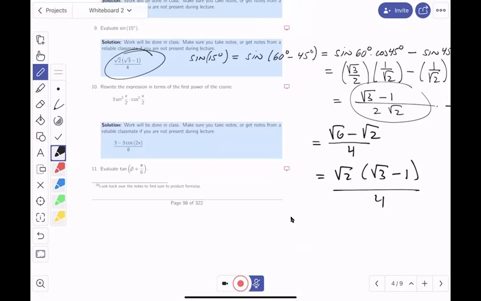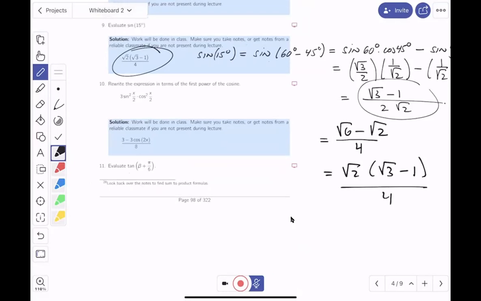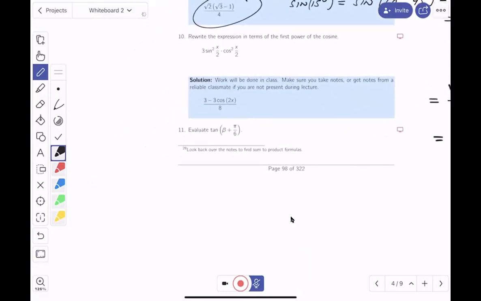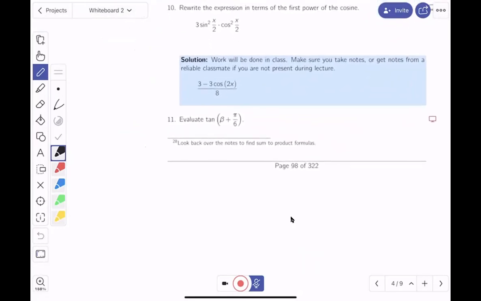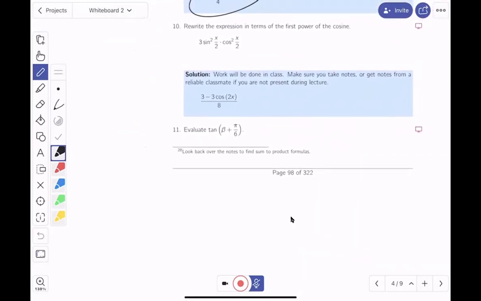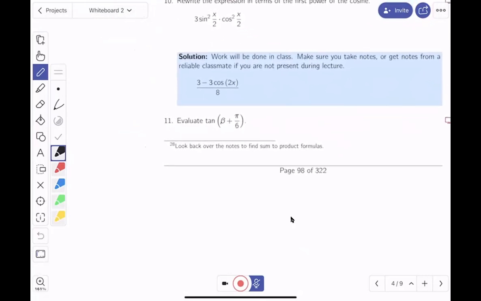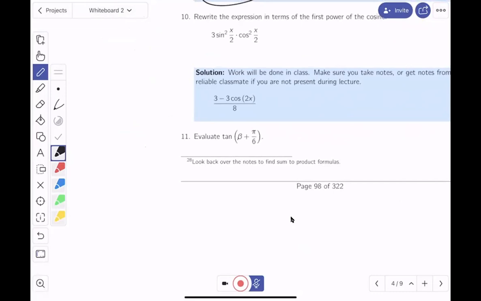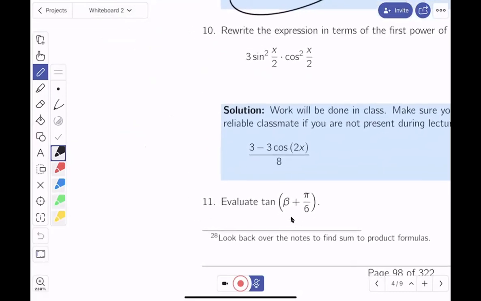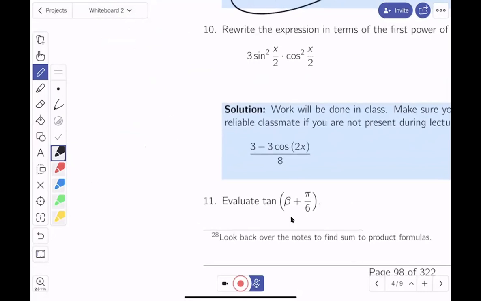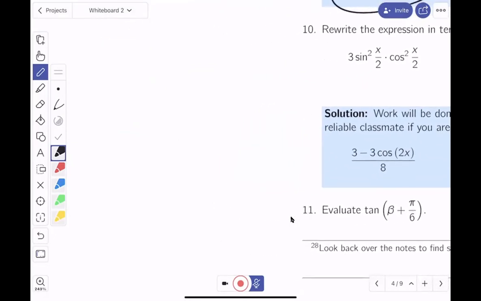All right, so let's take a look. And I'm looking at number 10 now. And number 10 looks like a tough one, doesn't it? It says, rewrite the expression in terms of first powers of the sine, first powers of the cosine. And oh boy, this looks like it might be really tough. I know it looks kind of complicated, but I know it has something to do with those 4 formulas I talked about, right? So I'm going to maybe write that down for you.